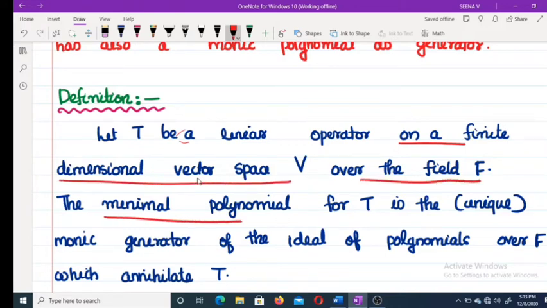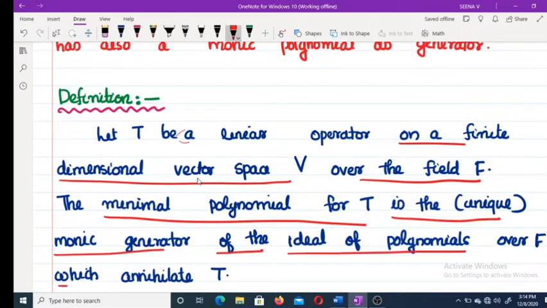Then the minimal polynomial for T is the unique monic generator of the ideal of all polynomials over F which annihilate T. The collection of all polynomials which annihilate T is an ideal in the polynomial algebra. As F is a field, every ideal in F[x] is a principal ideal. Therefore, this set of all polynomials which annihilate T is also a principal ideal. That means it has a generator. That generator is called the minimal polynomial for T.